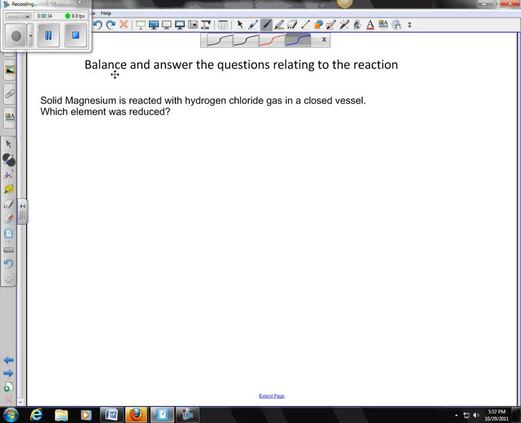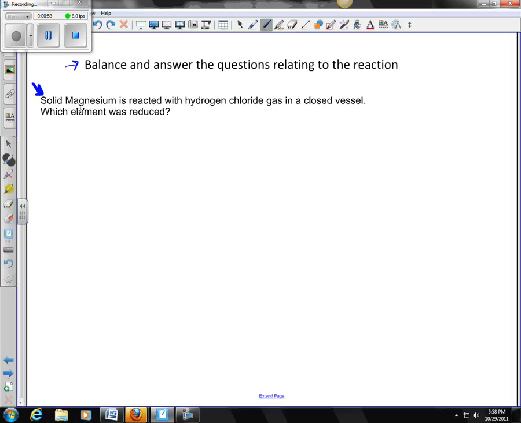So here we go. This is one type of question. There'll be 4 or 5 of them, I can't remember, on the test, just like this. It's part of the free response. So you'll have math, but you'll also have these. So you need to make sure that you can do these. It says balance and answer the questions relating to the reaction.